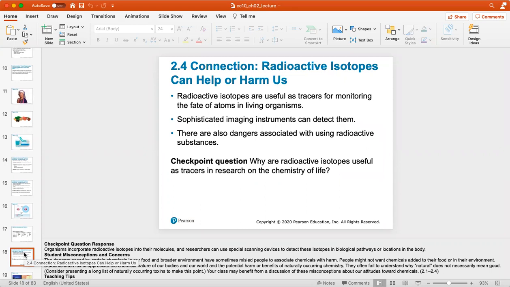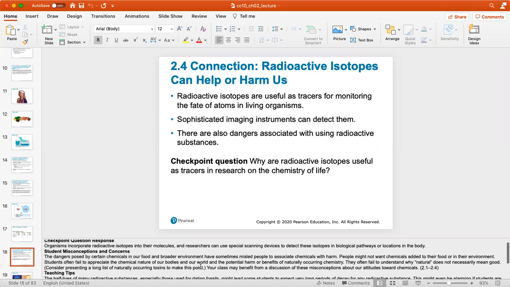Radioactive isotopes are useful as tracers for monitoring the fate of atoms in living organisms. Very sophisticated imaging instruments can detect them. There are also some dangers associated with using any sort of radioactive substance. And why are radioactive isotopes useful as tracers in research on the chemistry of life?